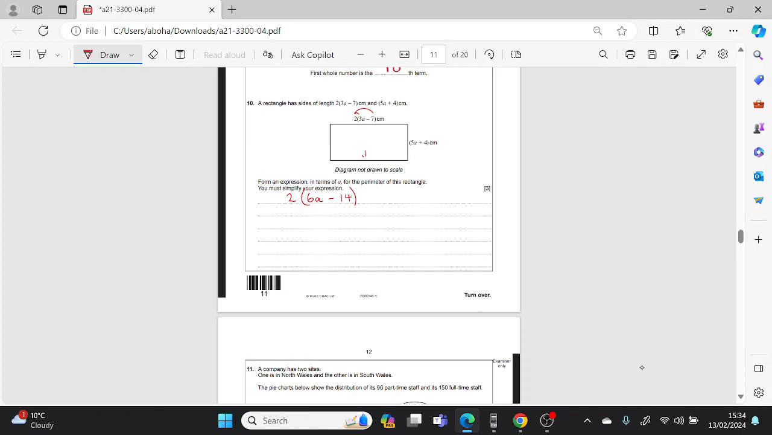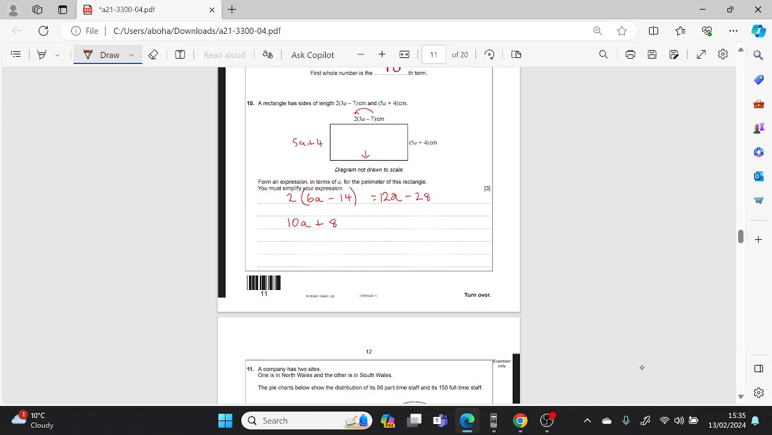And of course, it's got to be the same in that length. That's going to give me 12A minus 28. So 5A plus 4, and then 5A plus 4. 5 and 5 is going to be 10A plus 8.